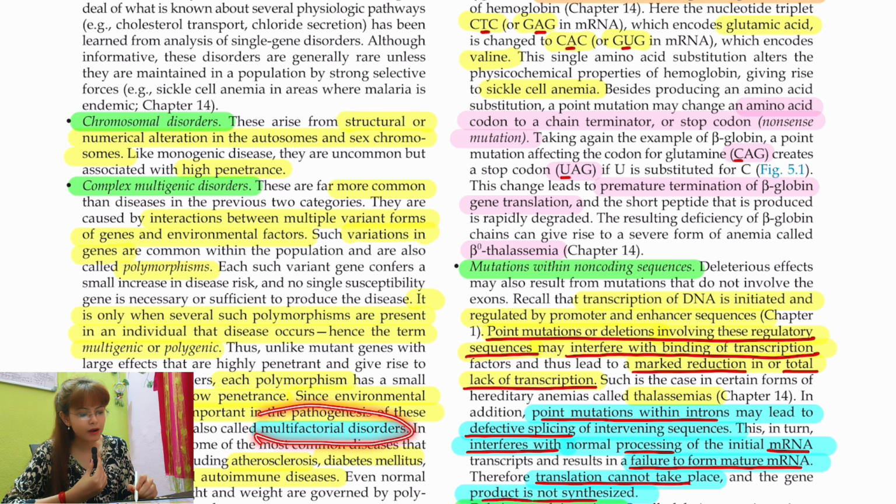Okay, this is basically a multifactorial disorder. Why? Because you find that these are more common. There are interactions between multiple variant forms of genes and environmental factors. So not only the genetic factors, here the environmental factors also come into play, and such variations in the genes are known as polymorphisms. So what is polymorphism?